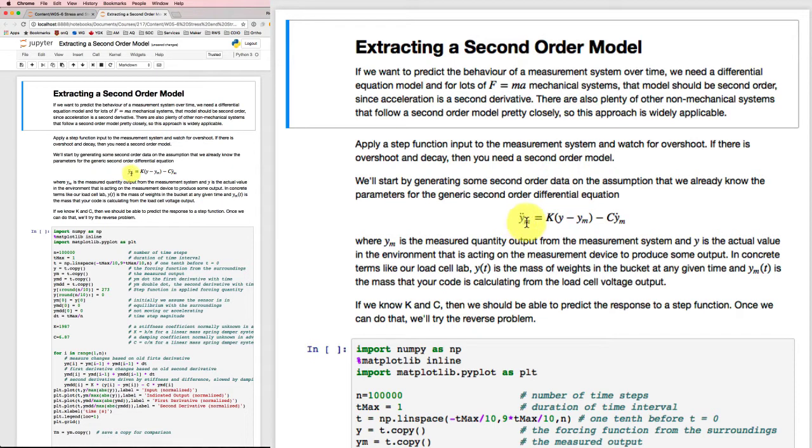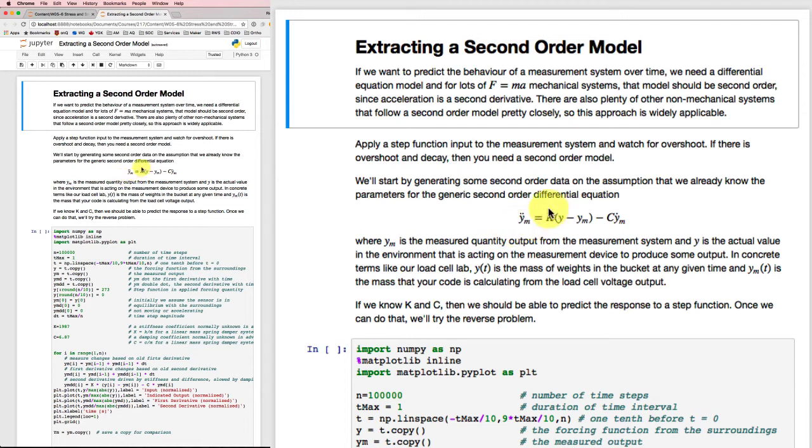And we can take a generic second order model like this. This is the kind of equation you'd work with in your ordinary differential equations course. So it's got a stiffness coefficient and a damping coefficient that relate to the second derivative of whatever the measured value ym is and relate it back to the input value y. So we'd like to be able to use this kind of a model to extract information about performance from a step function input to one of our devices.